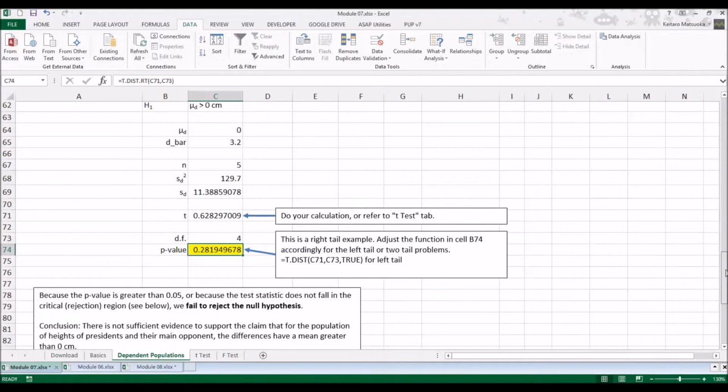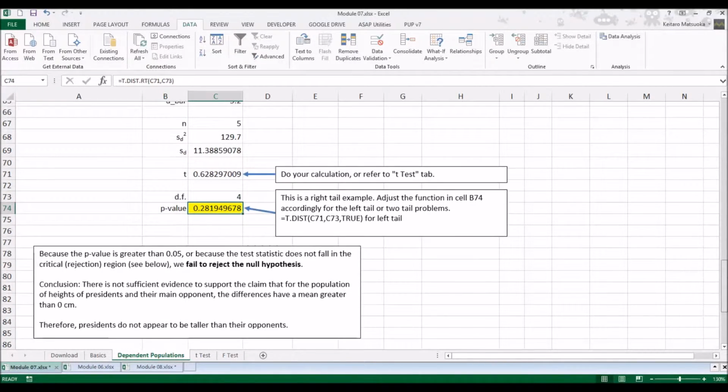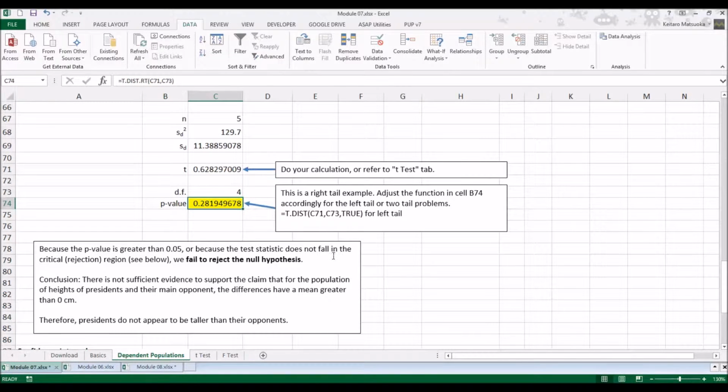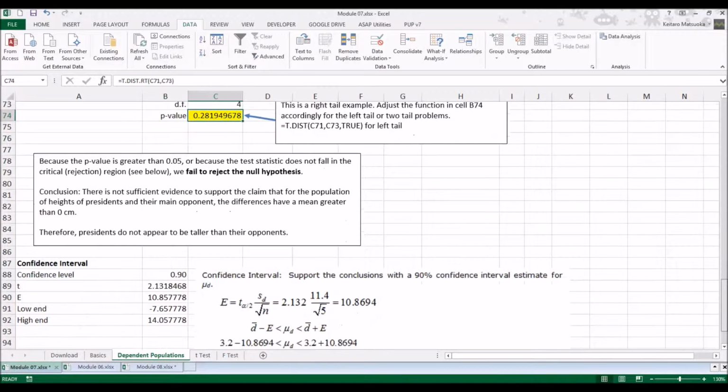Look at the p-value. It is greater than 0.05. Also, we'll do this a little bit later on, but because the test statistic does not fall in the critical region, we come to the same conclusion. We fail to reject the null hypothesis. So the conclusion is there's not sufficient evidence to support the claim that for the population of heights of presidents and their main opponents, the differences have a mean greater than 0 centimeters. What we're trying to say is that the presidents do not appear to be taller than their opponents. Let's see how that works in the critical value and confidence interval method.